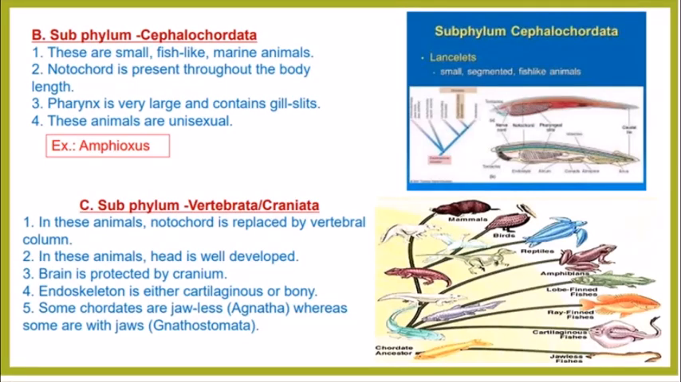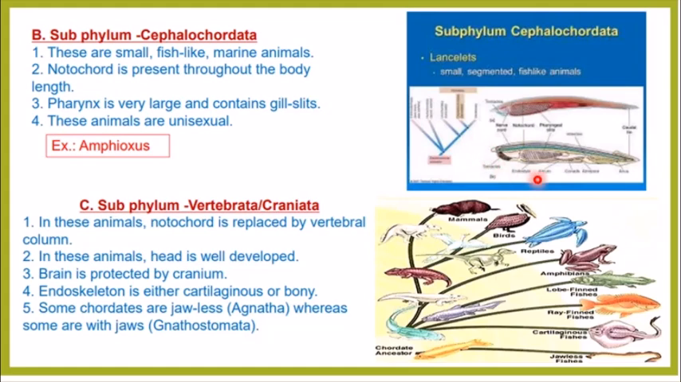The second subphylum is Cephalochordata. Now these organisms have the notochord all over their body. If you see here, this blue color line is the notochord. So they have the notochord, and they have gill slits. You can say that in the region of the pharynx the gill slits are present, and they also have the presence of notochord.